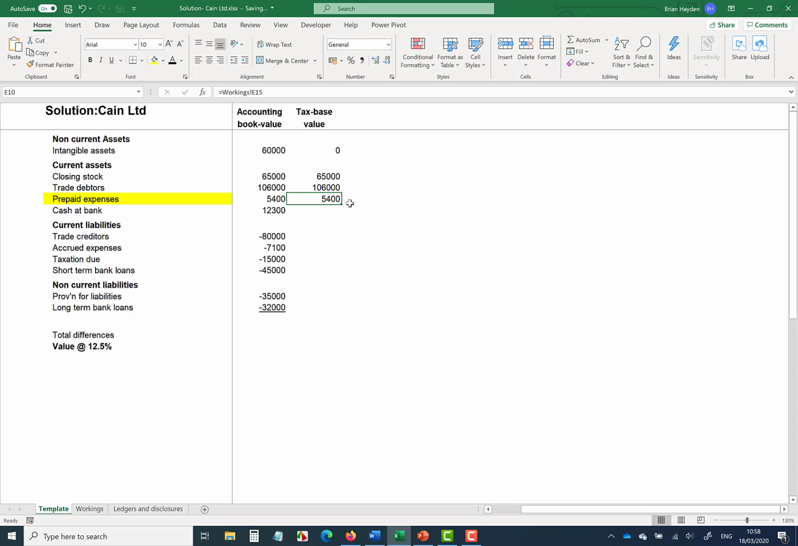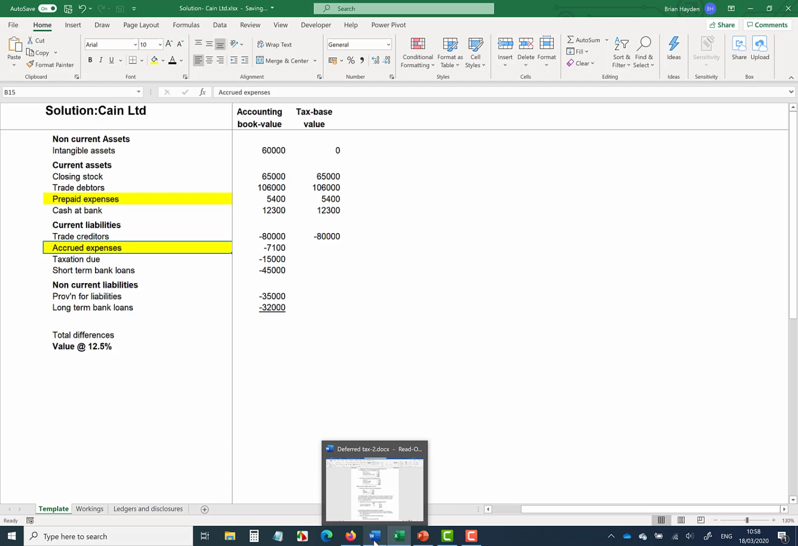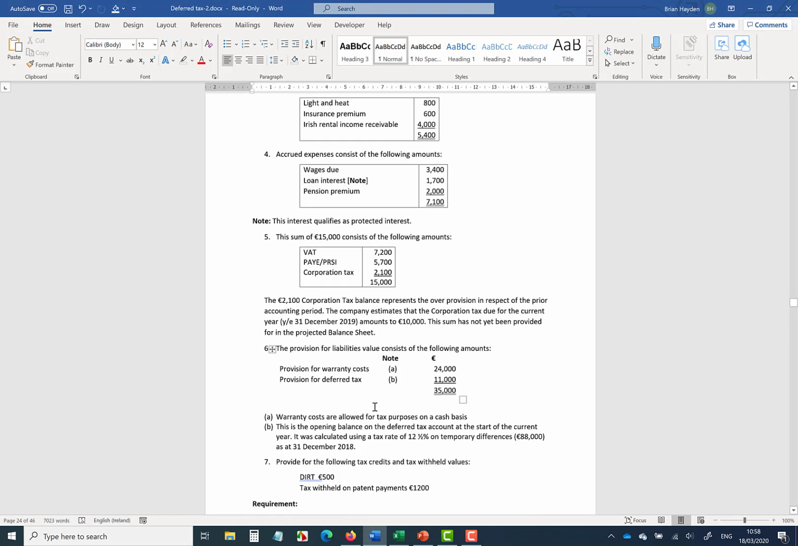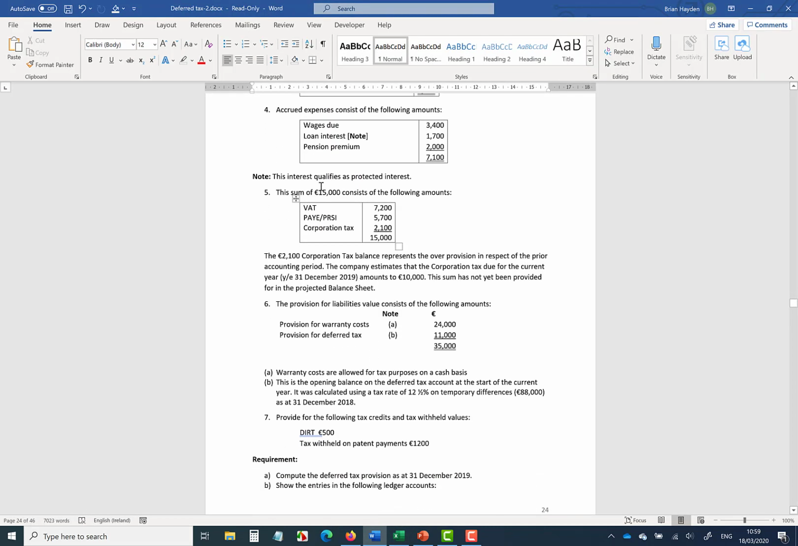Cash at bank doesn't give rise to a deferred tax issue. It's in the same category as inventory, debtors, creditors, and indeed creditors will match the carrying value. So accrued expenses, again a very standard working item. So let's look at the question to see the breakdown of the 7,100. Okay, so accrued expenses consist of wages due, loan interest, and a pension premium. And the loan interest qualifies as protected interest, so probably worth highlighting that term there, protected interest.